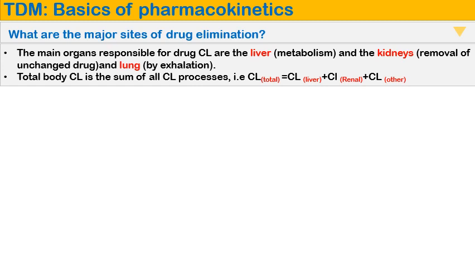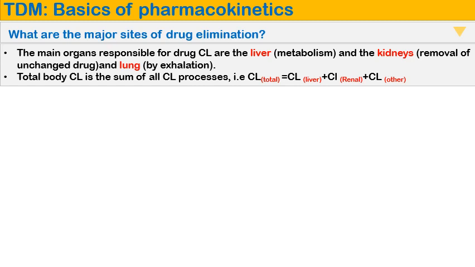What are the sites of drug elimination? The major organs for elimination of a drug from the body are the kidney, liver, and lung, and many other sites. That depends upon the drug itself.